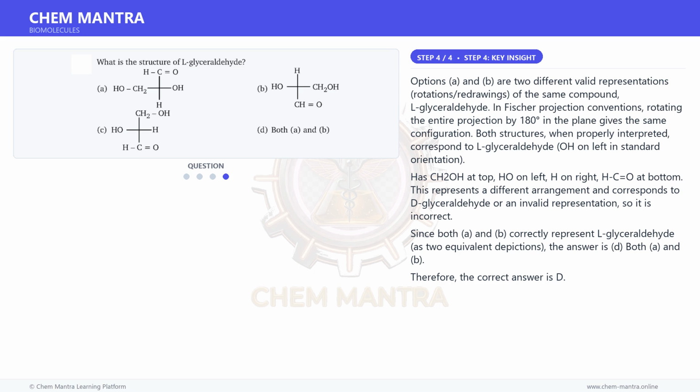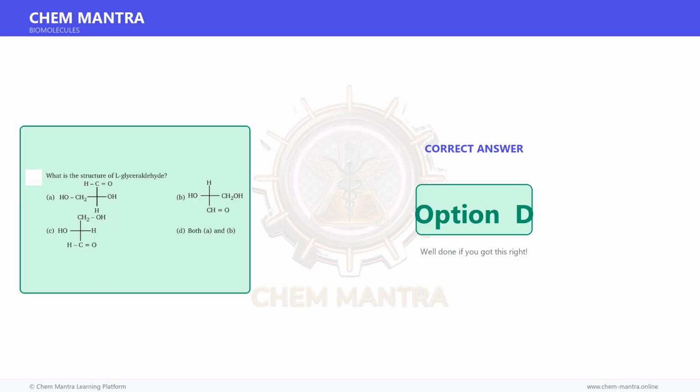Has CH2OH at top, OH on left, H on right, HC=O at bottom. This represents a different arrangement and corresponds to D-glyceraldehyde or an invalid representation, so it is incorrect. Since both A and B correctly represent L-glyceraldehyde as two equivalent depictions, the answer is D, both A and B. Therefore, the correct answer is option D.